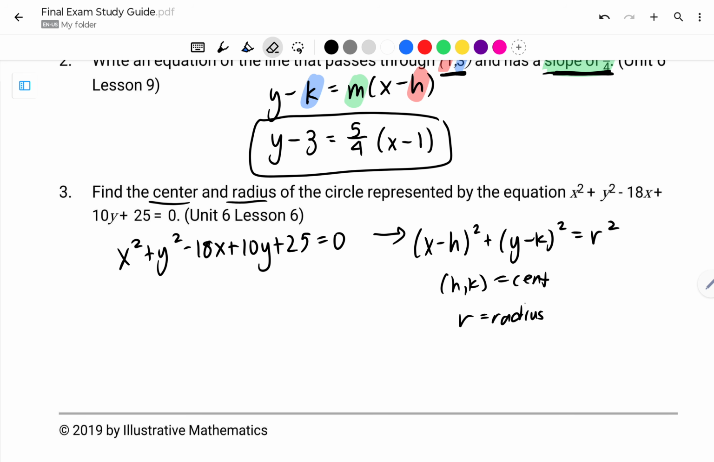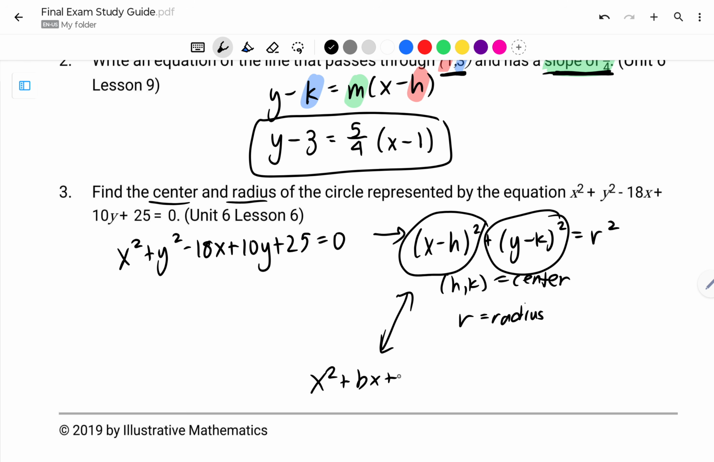But the problem is, if we want to get squared binomials, we need to be able to get something like this. Right? We need to get 3 terms. But here we only have 2. So we're going to have to complete the square here. All right, that was one of the steps.